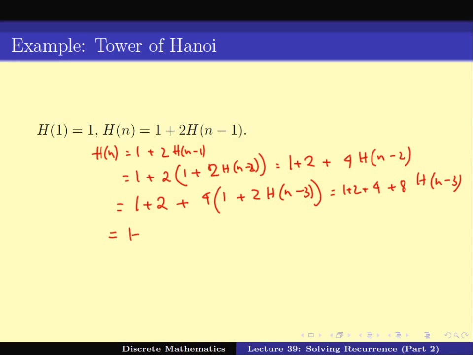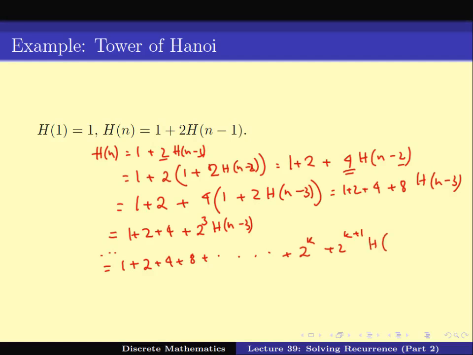So let's write this one here. 1 plus 2 plus 4 plus, what is 8? 8 is 2 power 3, Hn minus 3. Note that here it was also Hn minus 2 power 2, and I had 2 here. Here 2 power 1 and I had 1 here. So again, by the complete leap of faith, we can write it as 1 plus 2 plus 4 plus 8 plus 2 power k plus 2 power k plus 1, and when I have k plus 1, I have Hn minus k plus 1.